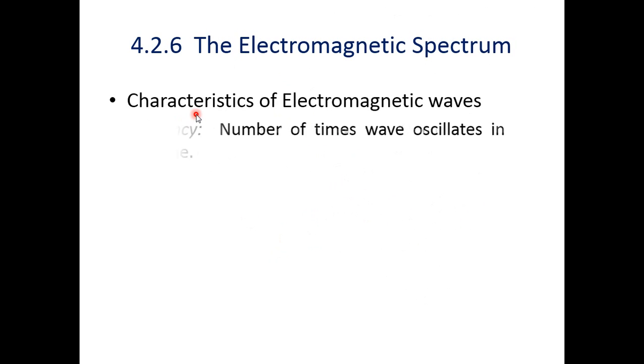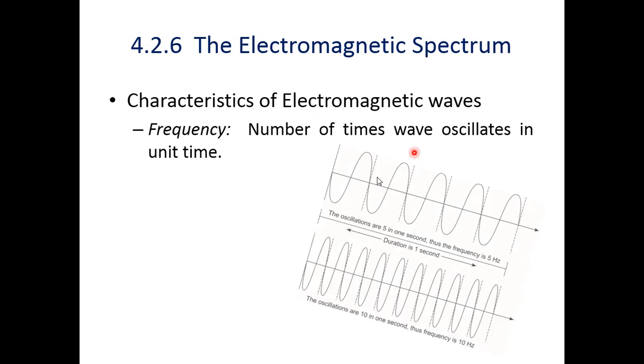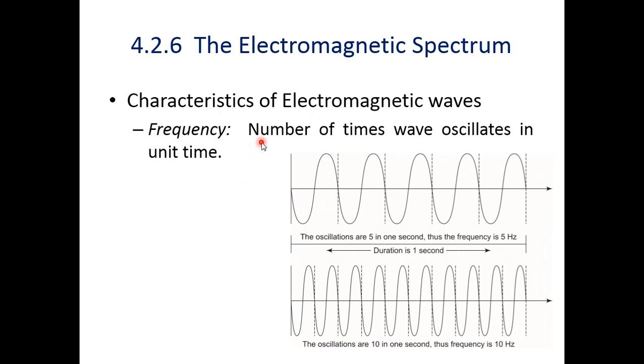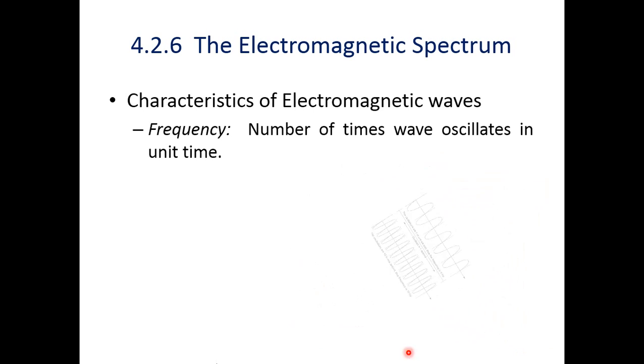Before that, the characteristics of electromagnetic waves. First one is the frequency. Frequency is the number of times a wave oscillates in a unit of time. In 1 second, the total number of cycles generated is 5: 1, 2, 3, 4 and 5. So the frequency is 5 Hertz. Second example, in 1 second, the wave generates 10 cycles. So it is called 10 Hertz.